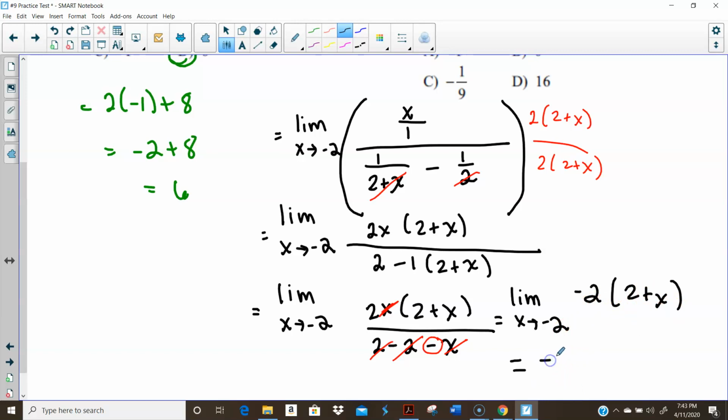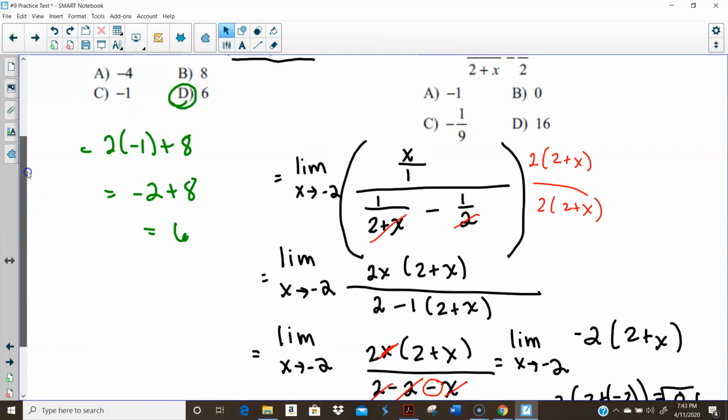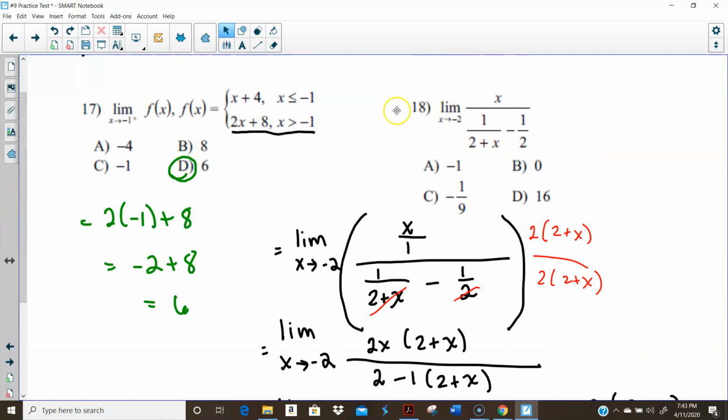So this will be negative 2 times 2 plus negative 2. And that's going to give me 0, which is okay. I can get 0 for an answer. So if I scroll back up to the original problem, the limit as x approaches negative 2 of this function is going to equal 0, B.